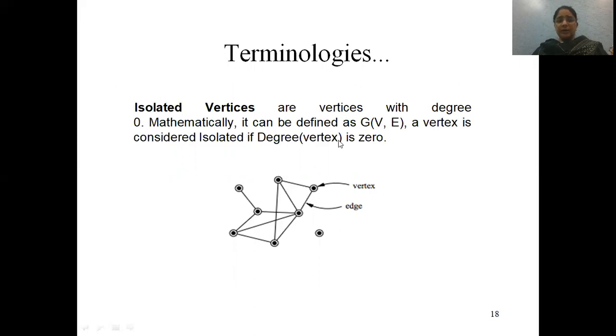So mathematically it can be represented as G = (V, E). A vertex is considered isolated if the degree of the vertex is 0. So in this diagram we can say this one is the isolated vertex.